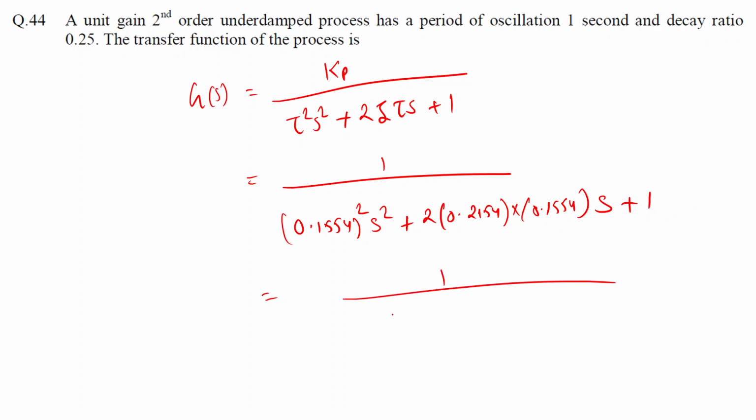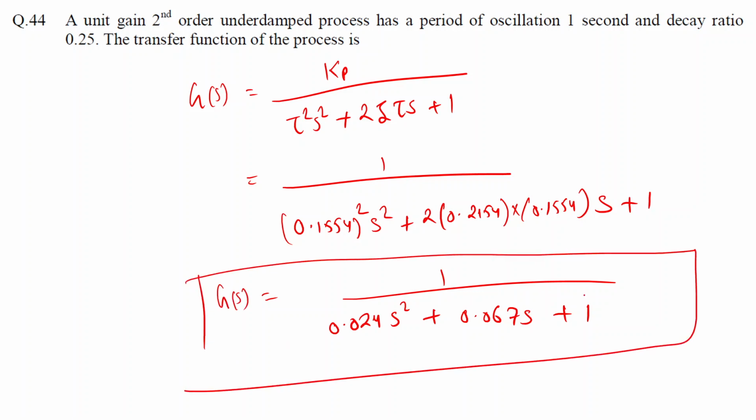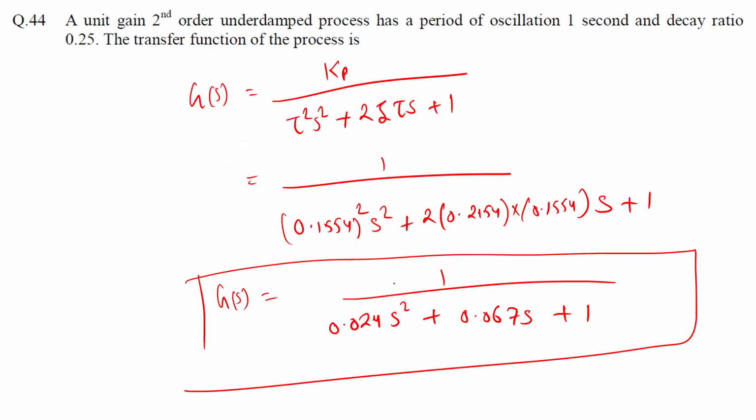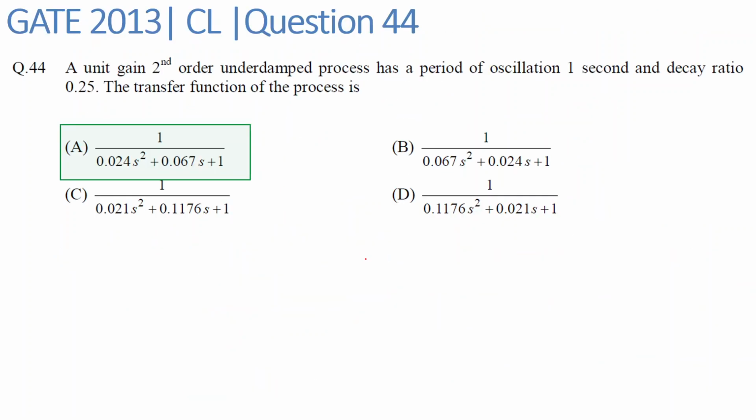So this can be written as 0.024 s square plus 0.067 s plus 1. So this is the transfer function of the process that we have been provided. Over here you can see that the value of zeta obtained is 0.2154, which is less than 1, and in the given question we have been told that the process is underdamped. So you can see that we are going in the right direction. The final answer of this question, that is the transfer function, is option A.